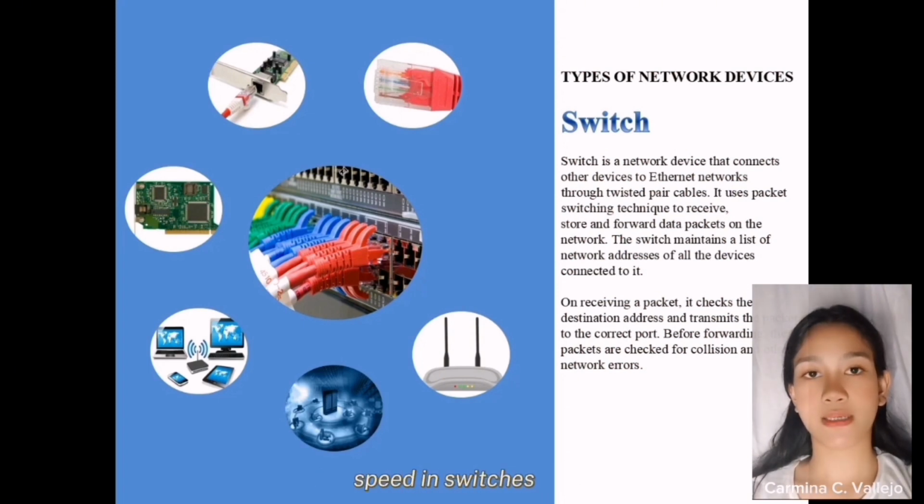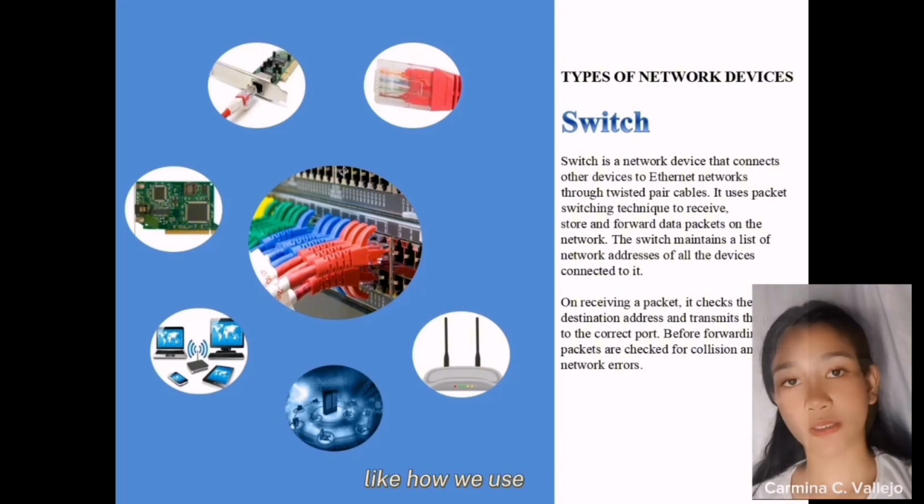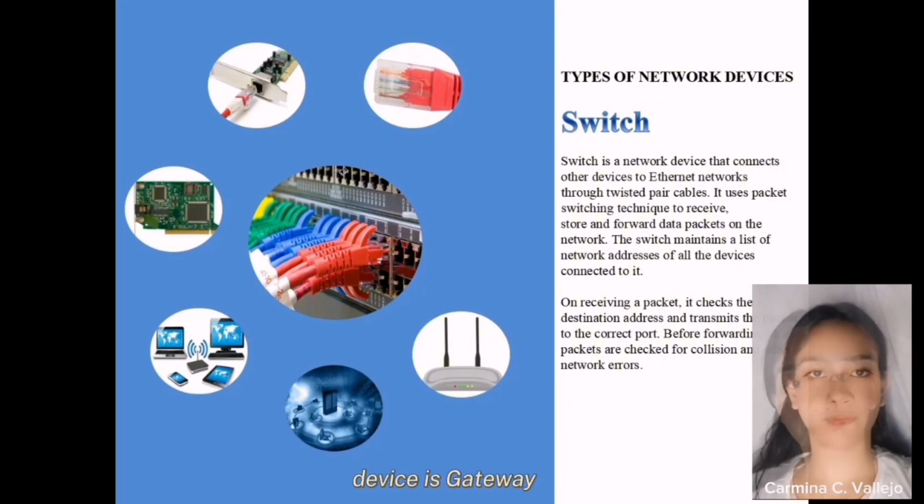Data transmission speed in switches can be double that of other network devices like hubs used for networking. This is because a switch shares its maximum speed with all the devices connected to it. This helps in maintaining network speed even during high traffic. In fact, higher data speeds are achieved on a network through the use of multiple switches. The next network device is the gateway.